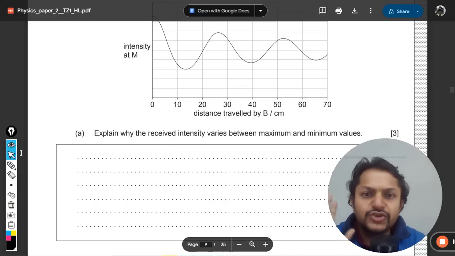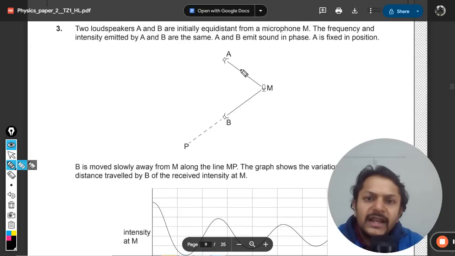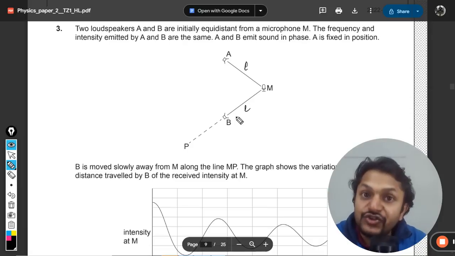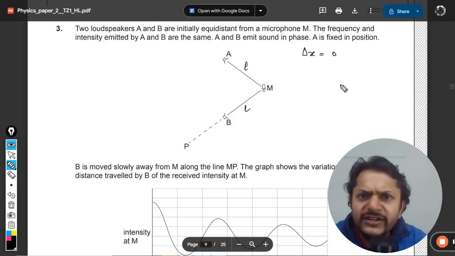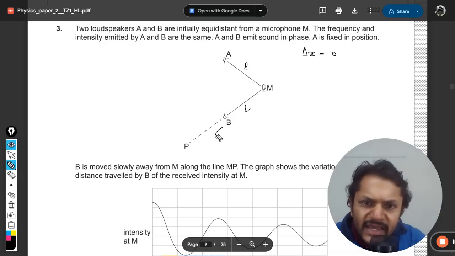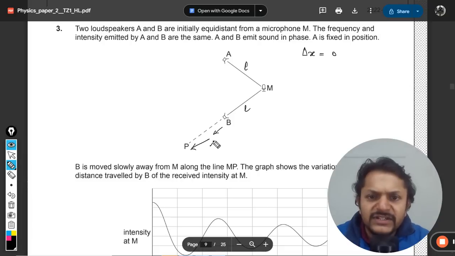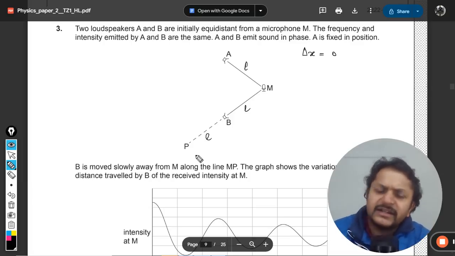Okay, let me first show you what is happening here. Now you see, let us say this distance is L, and this distance is also L between B and M initially. So what is the path difference here? The path difference is initially zero. When B has started moving backward, let us say it has reached P, which is equal to L again. Let us say BP is equal to L. It is not given in the question. I'm just taking it as an example.